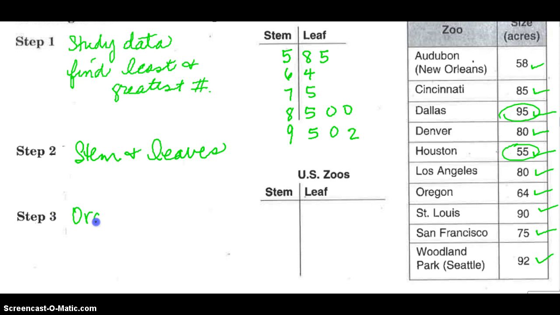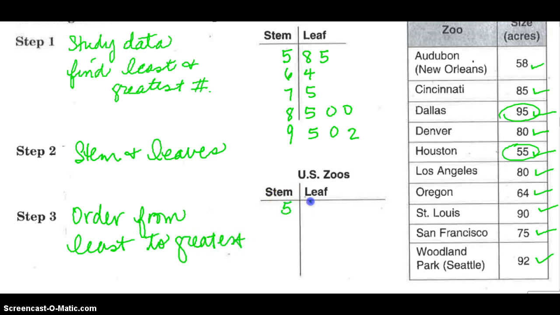Alright, so now we've got our stems and our leaves, but our next very important step is to order them from least to greatest. So 55 should be my first number, and 95, according to my step 1, should be my last number. So 55, then 58. See how they were not in order when I was just collecting up my information? There's only 160, so 64. There's only 170, so 75. But now I had 2 80s, and then I had an 85. So the 80s come before the 85. Then I had 90, 92, and then the last number I write down is 95.